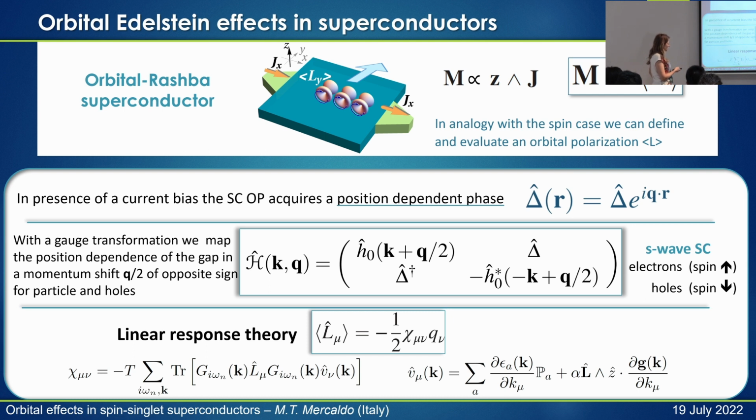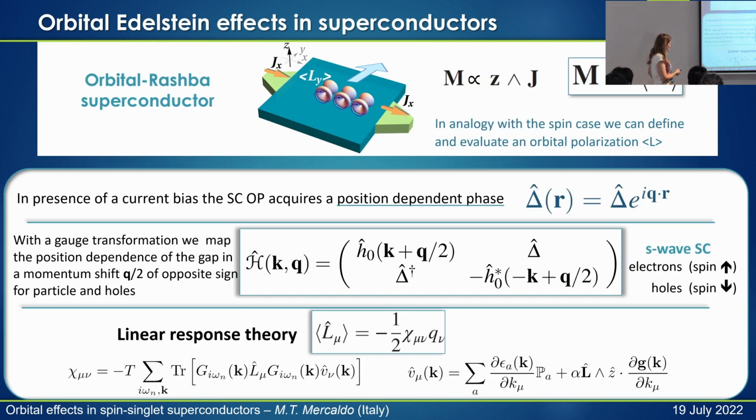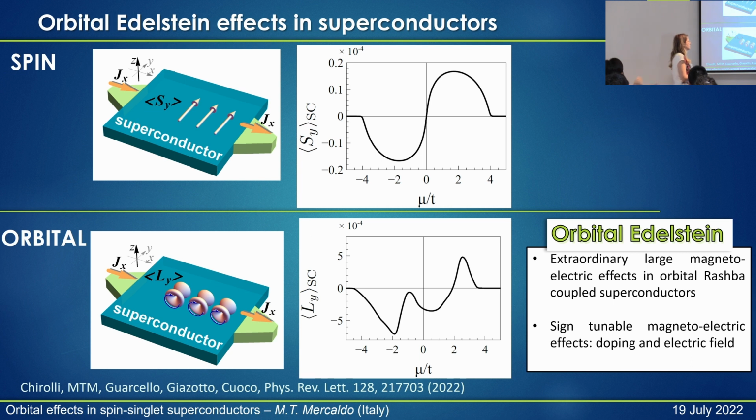And we have done the study with linear response theory. Just this kind of writing of the system allows a direct comparison between the spin case and the orbital case, because you just have to write this for the spin Rashba or the orbital Rashba case, and then you can compare the two. What we find is that the signal of the orbital Edelstein effect can be much larger than the spin Edelstein effect, by more than one order of magnitude.